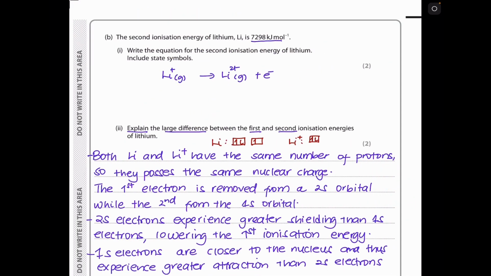In part B, the second ionization energy of lithium is 7298 kilojoules per mole. Write the equation for the second ionization energy of lithium. I want you to include state symbols. Since this is the second ionization energy, it means lithium is already an ion but in gaseous phase. So lithium ion in gaseous phase becomes lithium 2+ ion in gaseous phase by losing an electron.